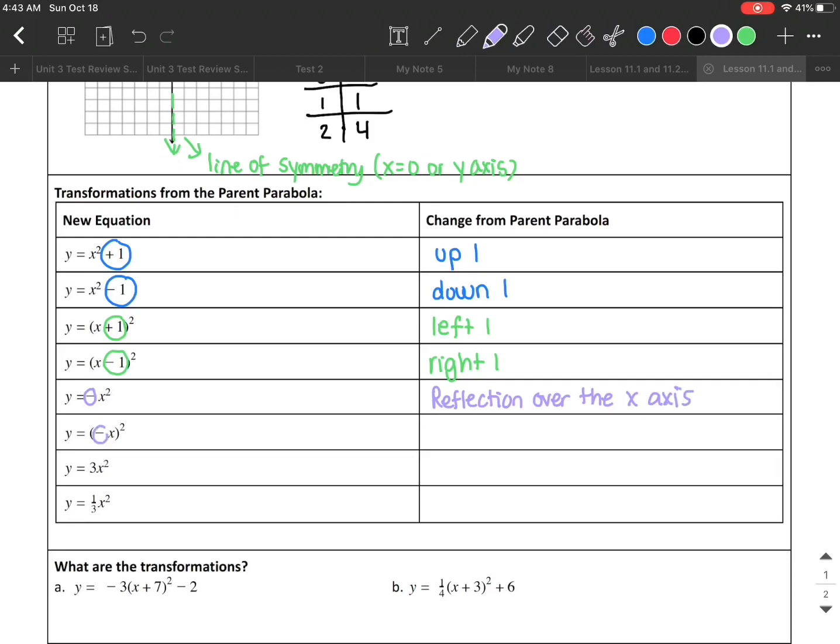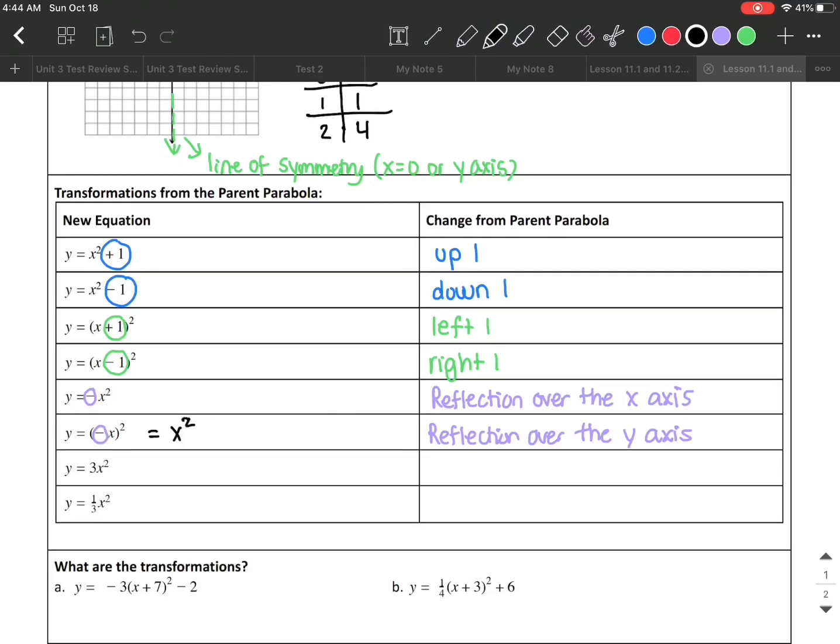And if I see a negative inside of what I'm squaring, that means I have a reflection over the y-axis. And as you can tell, that doesn't change anything, because this is really equal to x to the second power. It's x squared, so it's just the parent parabola. So having a negative inside doesn't change anything, really. If I have a reflection over the y-axis, since a parabola is symmetrical, vertically speaking.